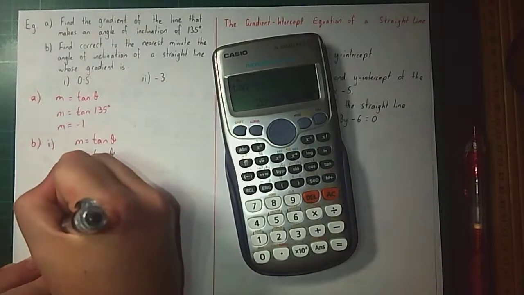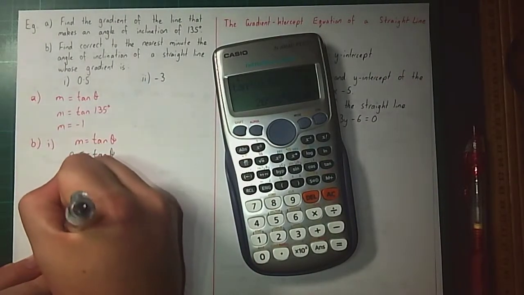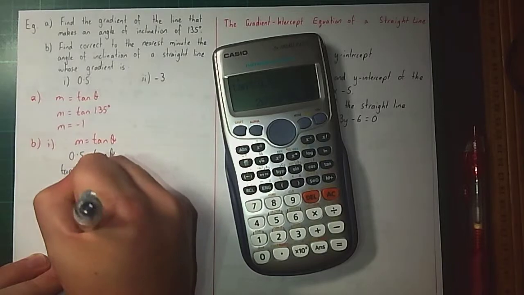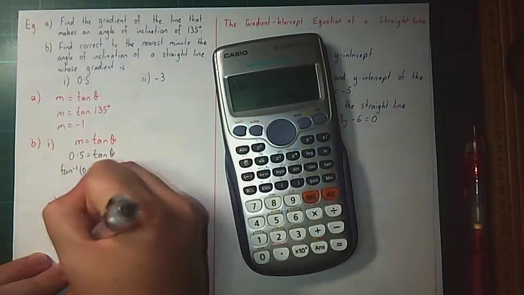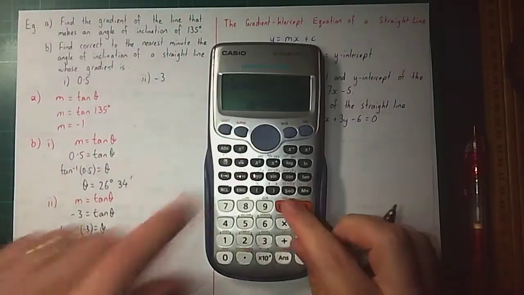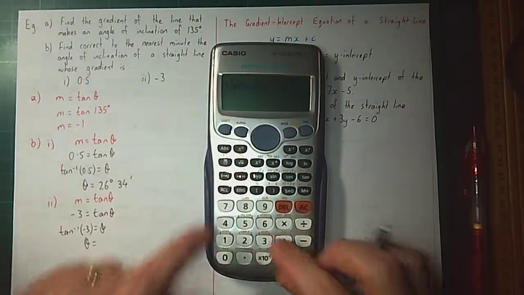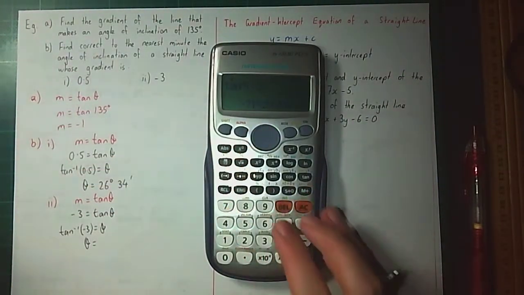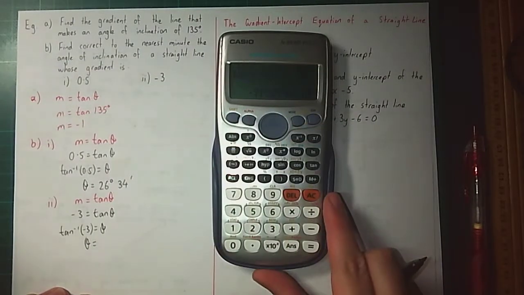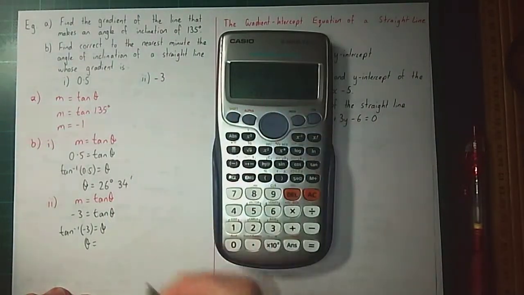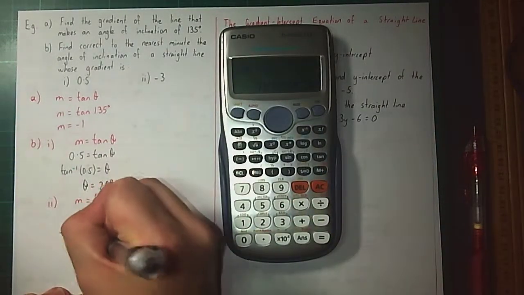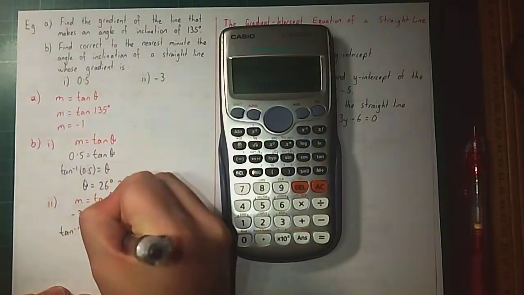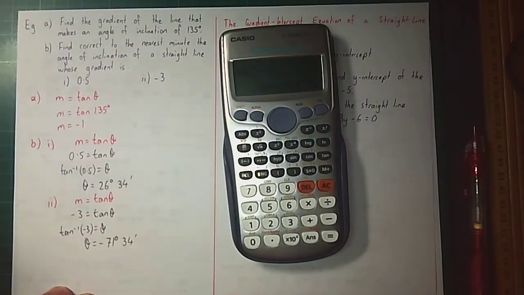Once again, we'll type it into the calculator to give us our theta, and when we pop it in, we get -71 degrees and, again rounding, 34 minutes. However, that's not what we want. We don't want a negative solution.